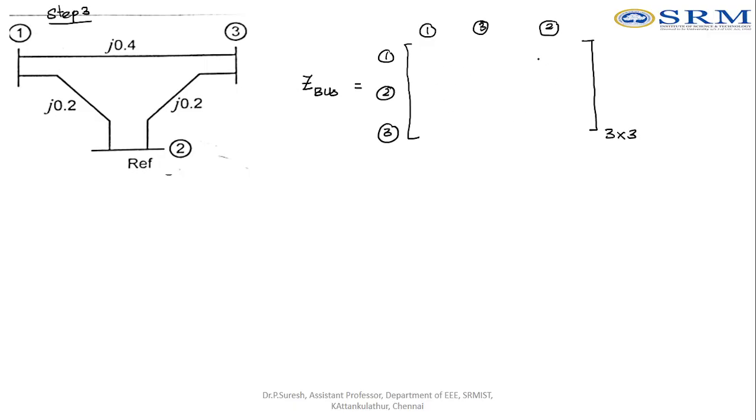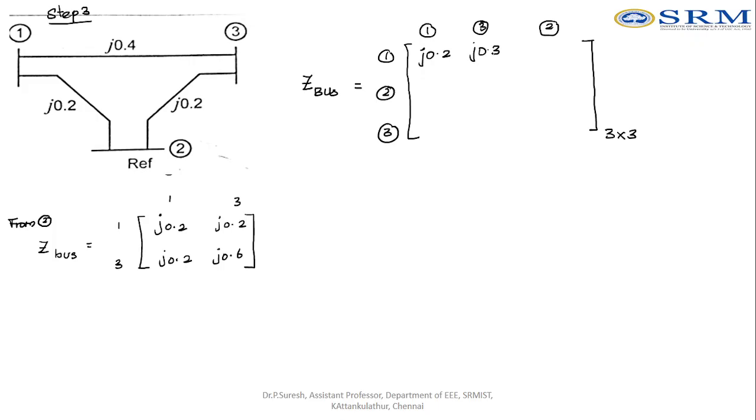Now I am going to fill the elements. Here we have to fill 9 elements. Out of 9 elements, I am going to fill 4 elements from the previous matrix. What is the previous matrix? Already we found it from step number 2. From step number 2, we have identified Z bus as this one. So simply write the value here. It is J0.2. Here it is also J0.2. Here it is J0.6. So all the values are written.